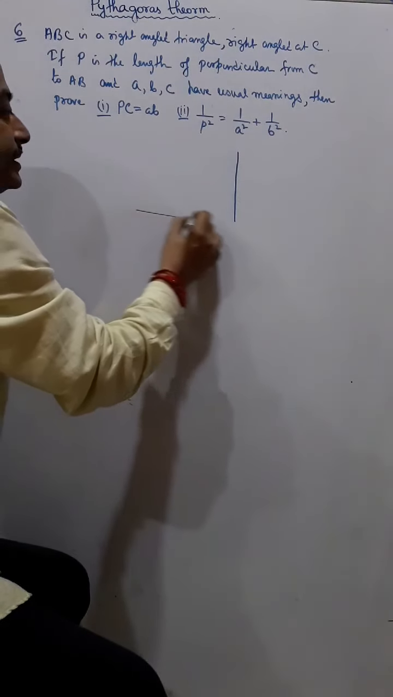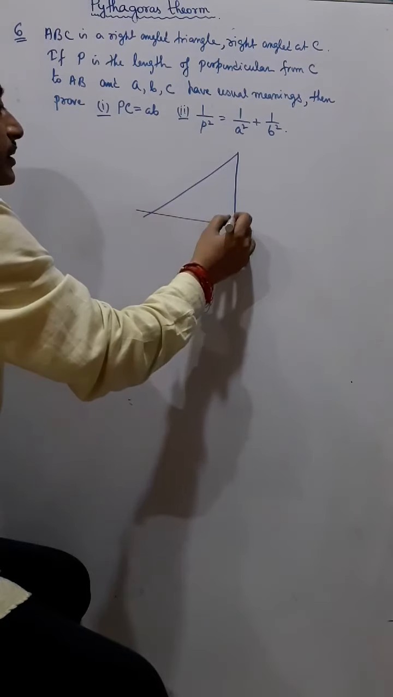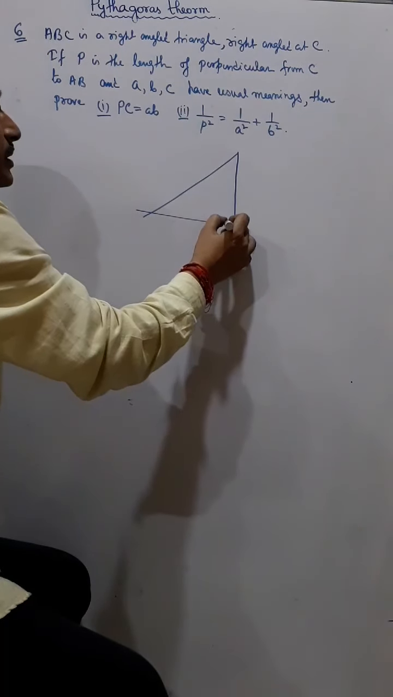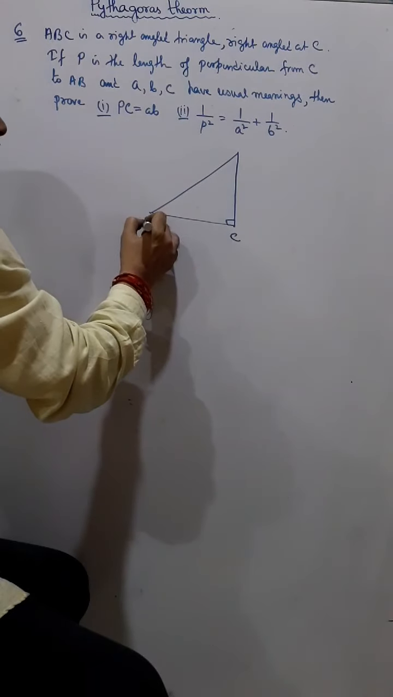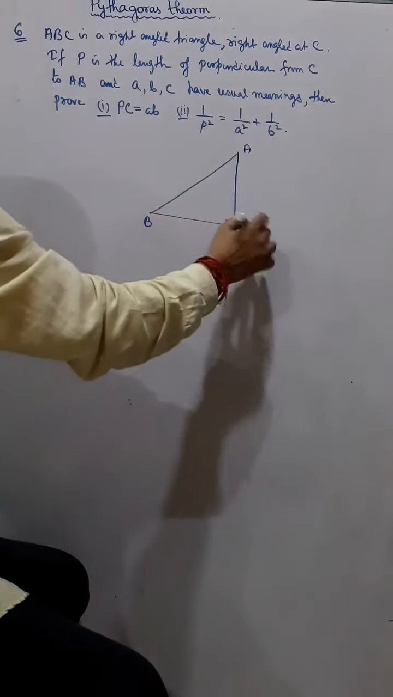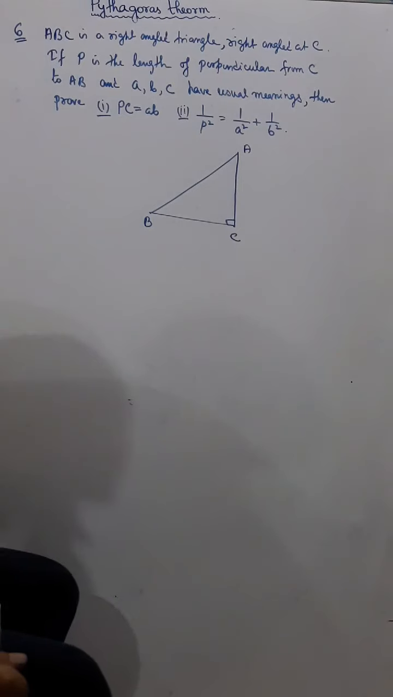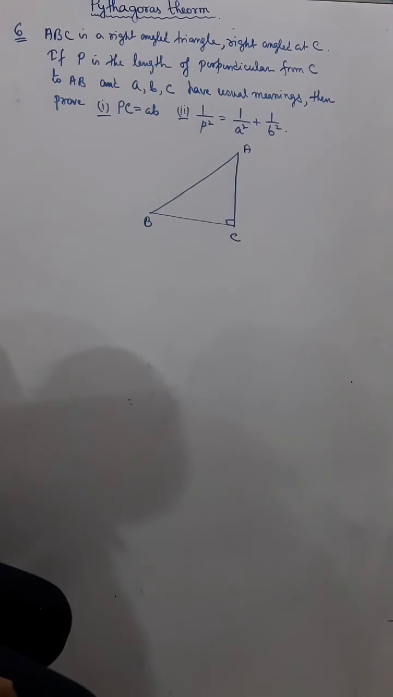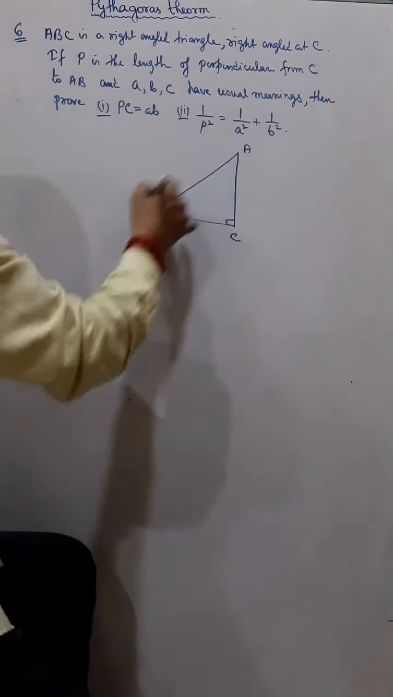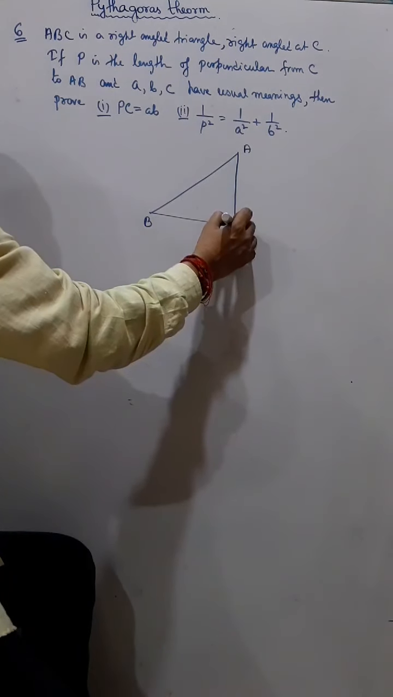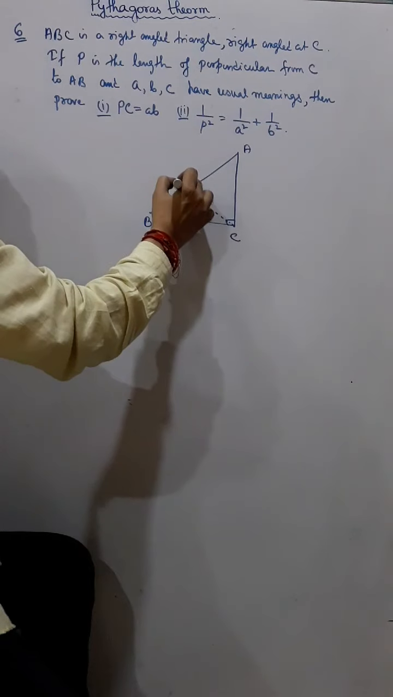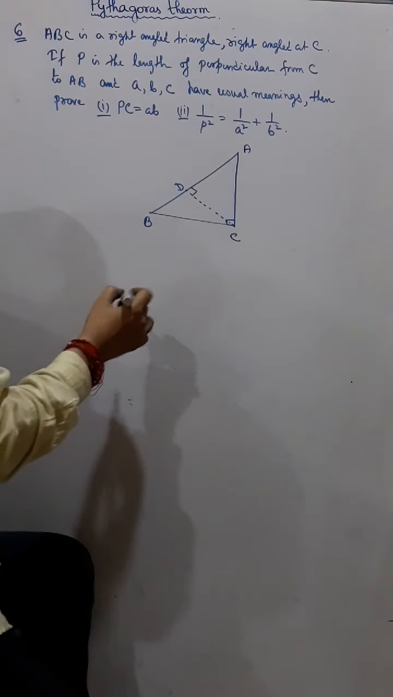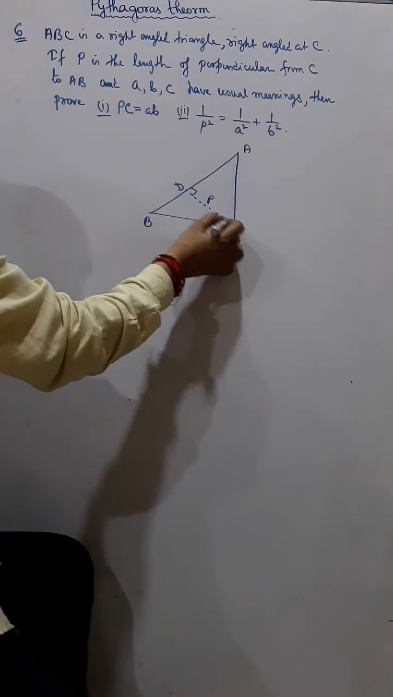So right angle at C, so that means this is a right angle, and this is triangle ABC. If P is the length of the perpendicular from C to AB, so let this be the perpendicular, marking the foot as D, and this is P, so that means this length is P.